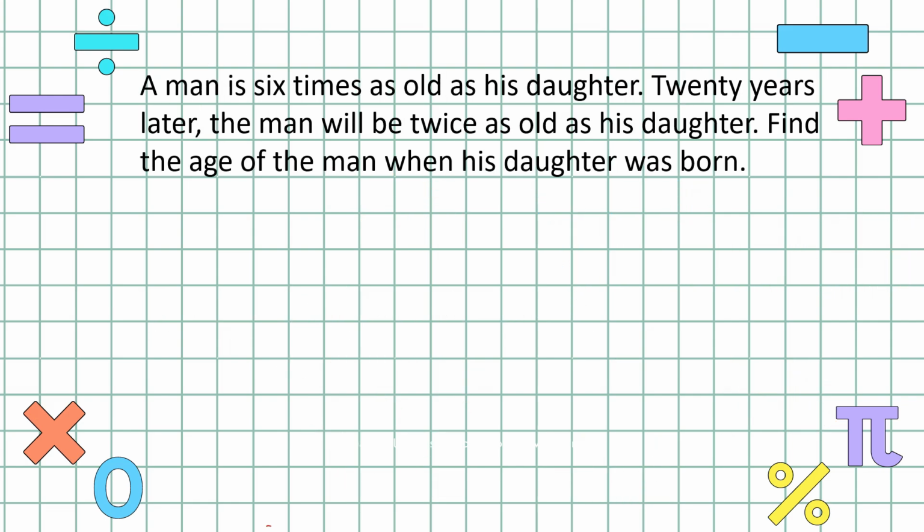Here's another age problem. A man is 6 times as old as his daughter. 20 years later, the man will be twice as old as his daughter. Find the age of the man when his daughter was born.